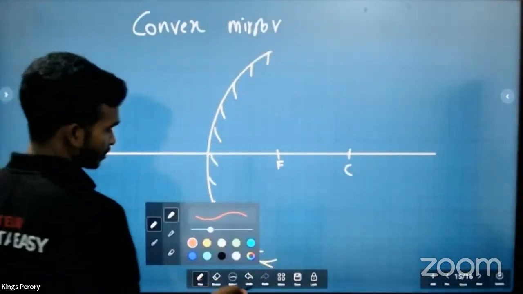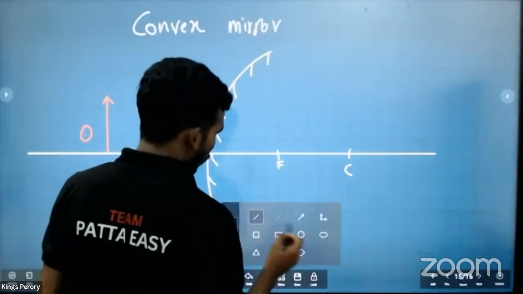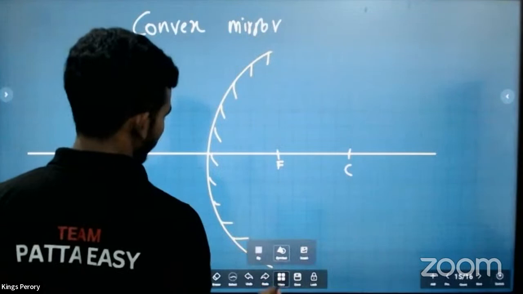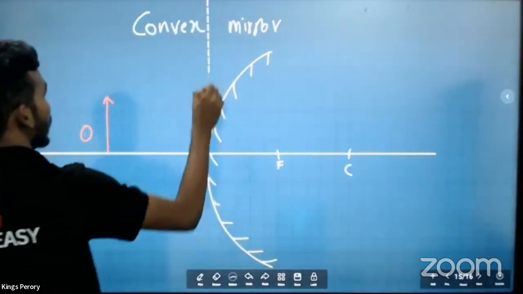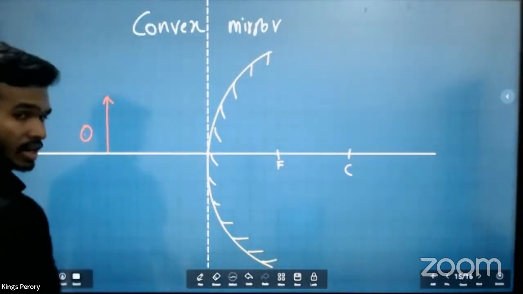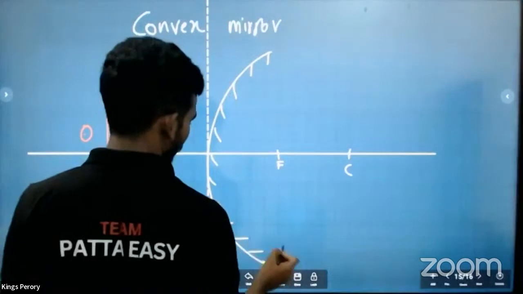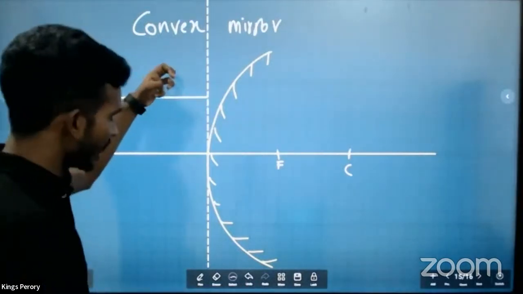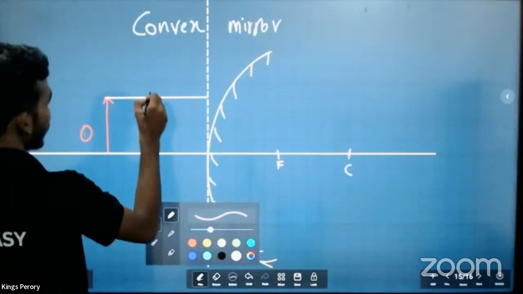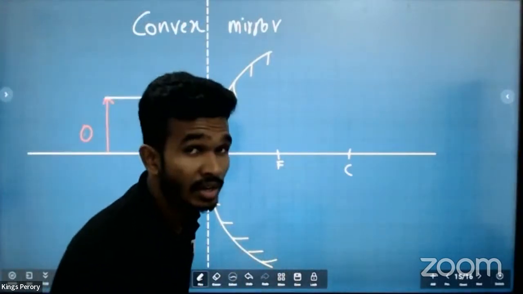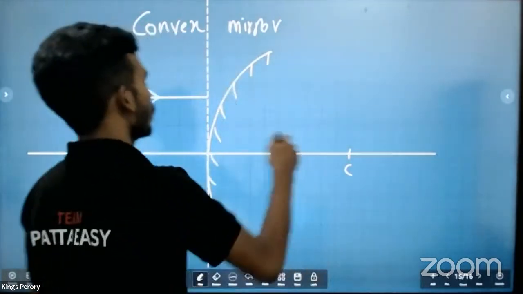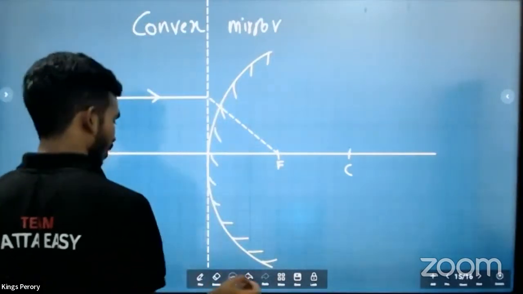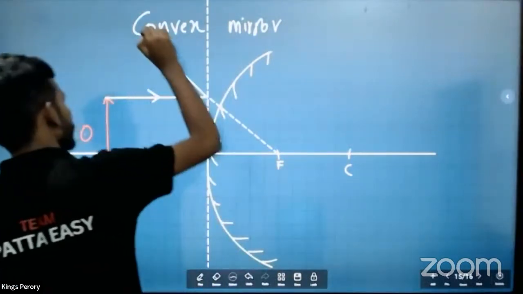Two light rays sent, same story. One light ray parallel to the principal axis. Here also we'll draw a dotted line. Do all your reflections on the dotted line. So there you go. One light ray parallel to principal axis. In a convex mirror, it reflects and goes as if it is going from the focal point.